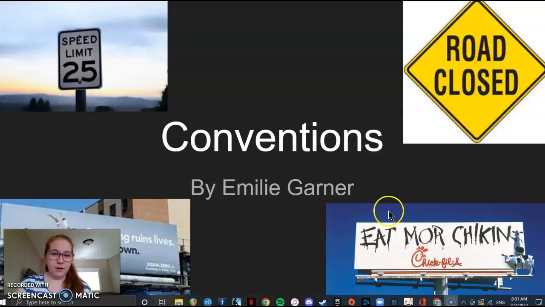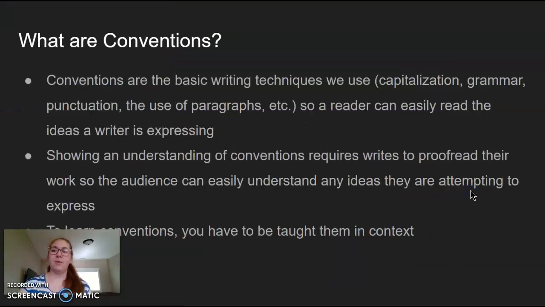So we are going to talk about what conventions are. They're the basic writing techniques we use, such as capitalization, grammar, punctuation, use of paragraphs, really everything that relates to making it easier for a reader to read the ideas that are being expressed by the writer. So, showing an understanding of conventions requires the writer to proofread their work so the audience can easily understand any ideas they're attempting to express. And as you can see, I missed that because I put "writes" instead of "writer." Anyway, I'll go back and fix that later.